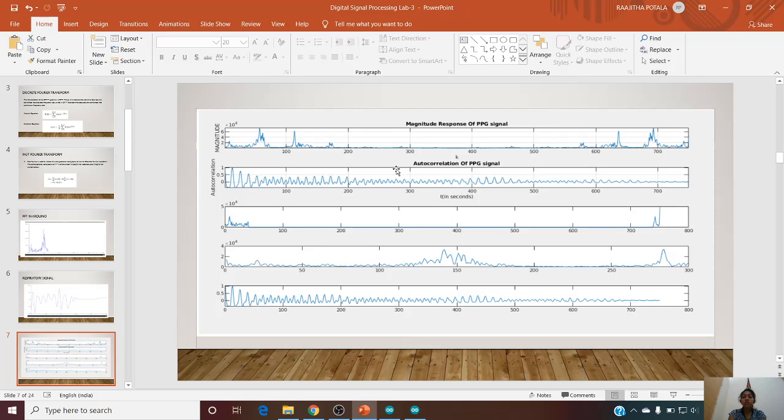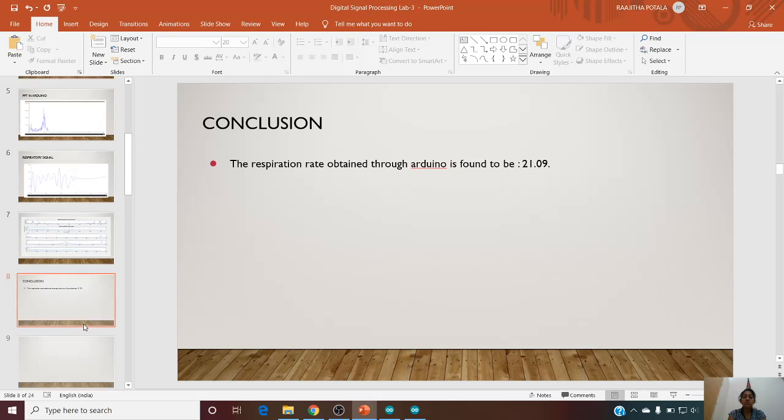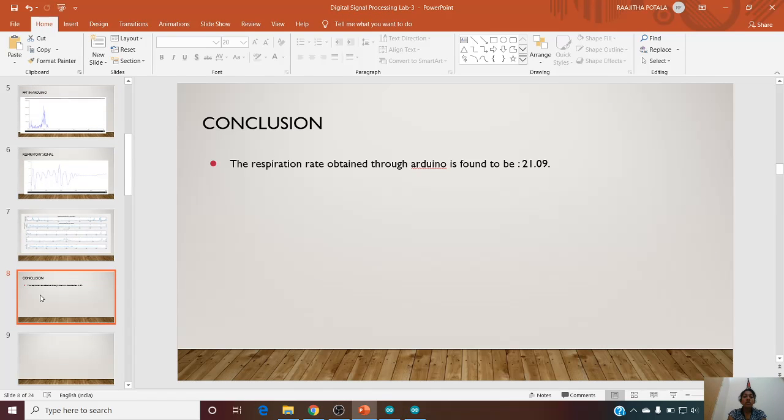The same thing we have plotted in MATLAB also. So our magnitude response is like this, and the autocorrelation of the PPG signal. So the respiration rate obtained through Arduino is 21.01 BPM. So that's it with today's experiment. Thank you.